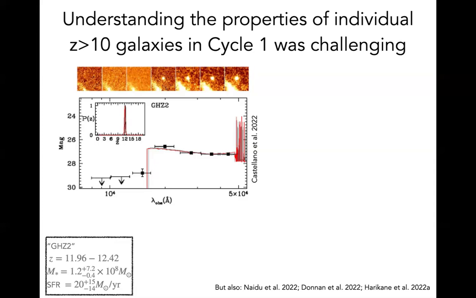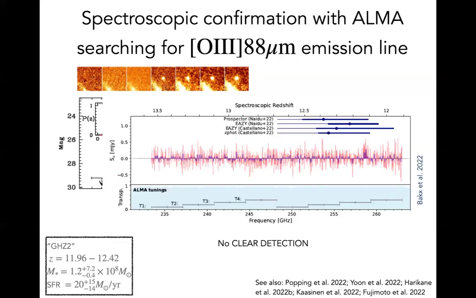So what people did was to search for the emission lines with another instrument like ALMA. For instance, they tried to go for O3 emission lines. This is one of the first efforts that people did for this GHZ2. But then there was no clear detection, because we didn't have an exact redshift for this when it was photometry. So there was no detection, unfortunately, back then.